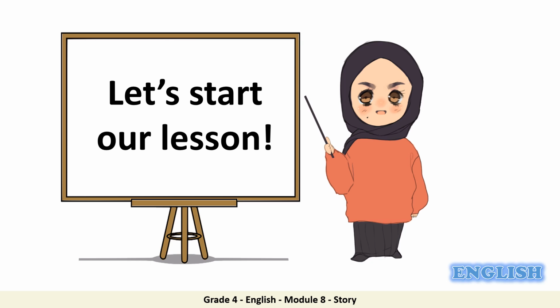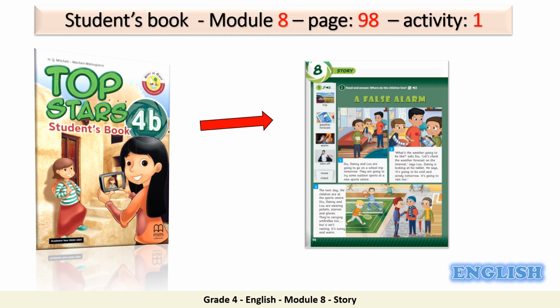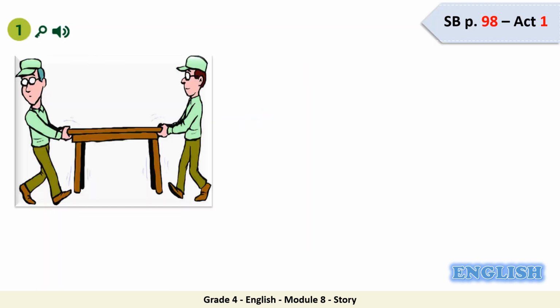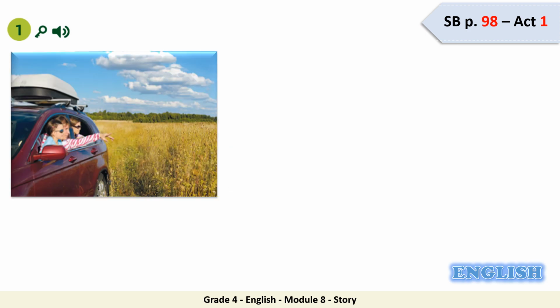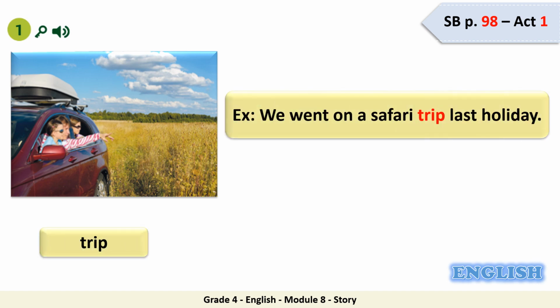Let's start our lesson. Open your student's book page 98, activity 1. And look at the picture here and tell me, what is it? Move. For example, let's move this table over there. And here, the word move is a verb. How about this one? Where are they? They are on a trip. For example, we went on a safari trip last holiday. And here, the word trip is a noun.